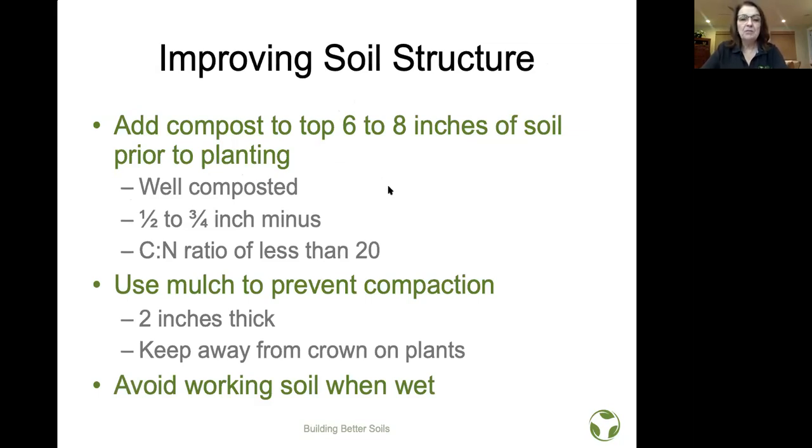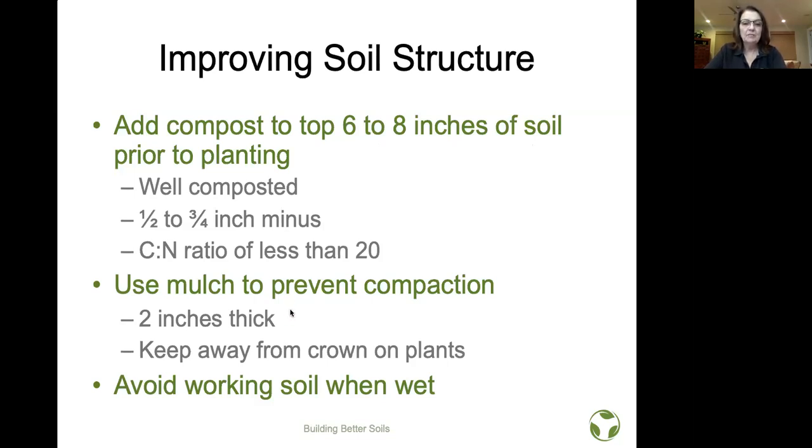as a pre-plant, if you're just starting out with new soil, you can add compost to the top 6 to 8 inches of soil, mix it into the top 6 to 8 inches. It should be well composted. It should be at least 3/4 inch minus, and it needs to have a carbon to nitrogen ratio of less than 20. And that's super important, because if it's more than 20, we tend to tie up nitrogen in the soil, and that's not good for our plants.